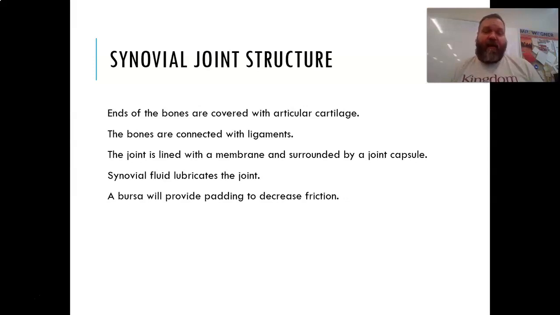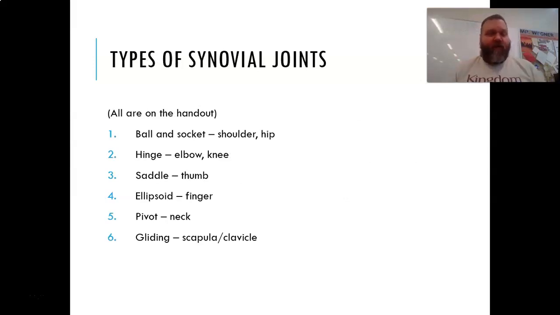A joint is lined with a membrane and surrounded with a capsule. The synovial fluid lubricates the joint, kind of like oil or WD-40. And a bursa will provide padding to decrease the friction. Sometimes if people have problems with their elbows, it used to be called tennis elbow. If people played tennis a lot and their elbows got really sore, a fancy term for that is bursitis. Anytime you have an itis, it's usually an inflammation or swelling of whatever comes before. So if I have bursitis, it's the swelling or inflammation of the bursa, which is the padding used to decrease friction.